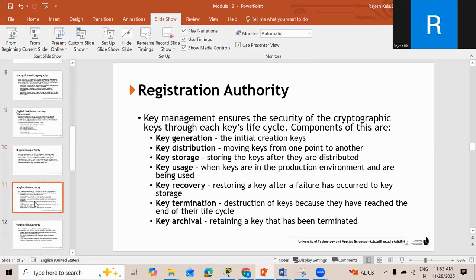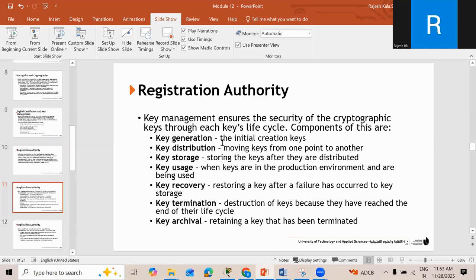Then the registration authority has these components: key generation. They are the ones who generate the initial keys, like the private key and public key. Then key distribution. They are the ones who distribute the keys. Then storing the keys. All these things come under key management. How do you manage the keys? It comes under the registration authority.